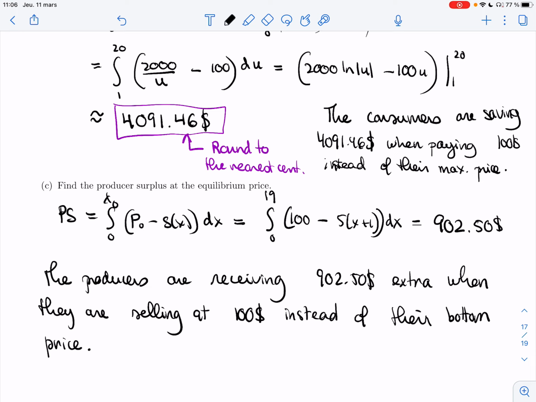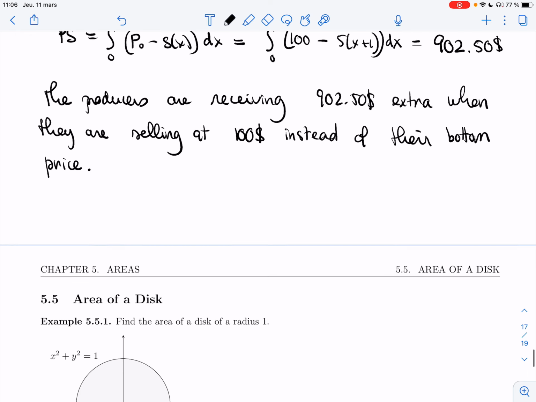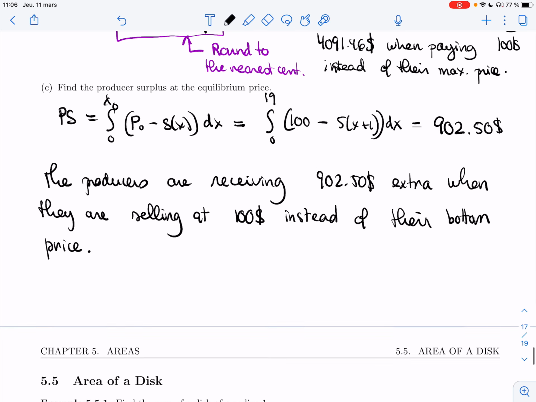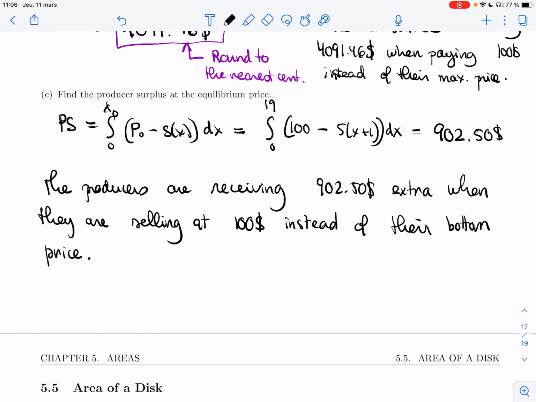All right, so they get a bit of extra because they all come together and decide that they should sell at 100, regardless of the fact that Tony would sell for 50, that Bridget would sell for 75. They all decide to sell at 100, and so Bridget would get an extra 25 for each cell phone they sell, and Tony would get an extra 50. All right, perfect. That's it for producer and consumer surplus.